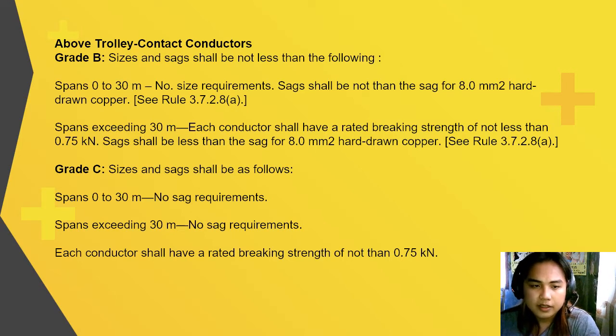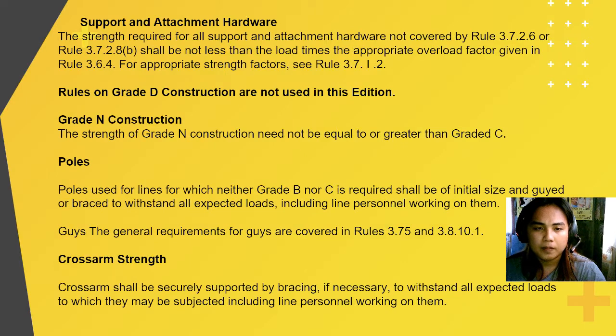For grade C, sizes and sags shall be as follows. Number one, spans 0 to 30 meters, no sag requirements. Spans exceeding 30 meters, also no sag requirements. For grade C, each conductor shall have a rated breaking strength of not less than 0.75 kilonewton.